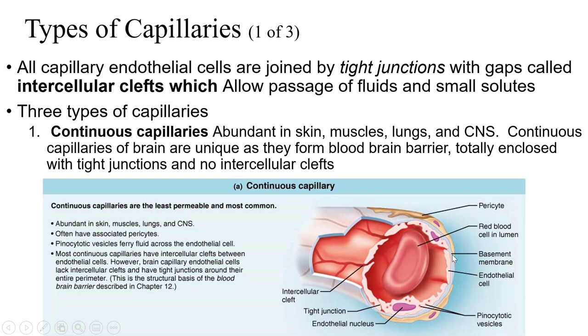This is exactly how a continuous capillary would look. These types of capillaries are abundant in the skin, the muscles, the lungs, and the central nervous system. The continuous capillaries of the brain, though, are unique in that they form what you call the blood-brain barrier. They're totally enclosed with tight junctions, and there are no intercellular clefts.